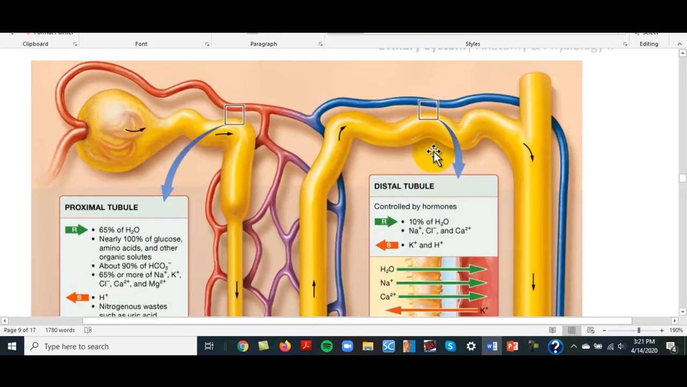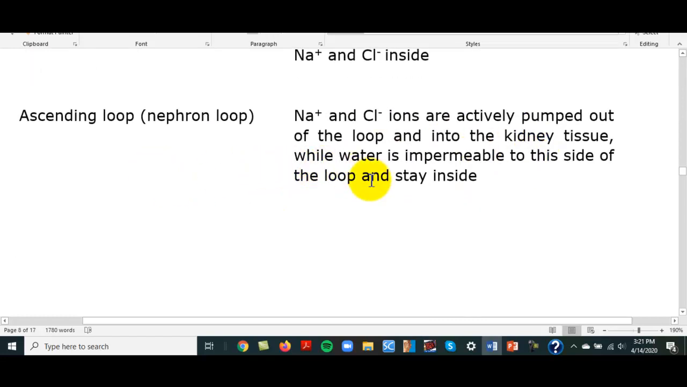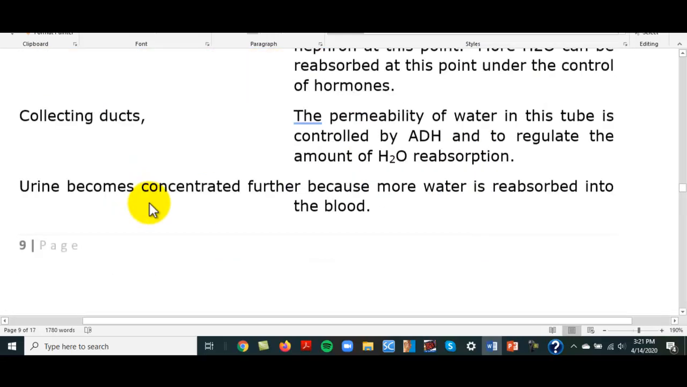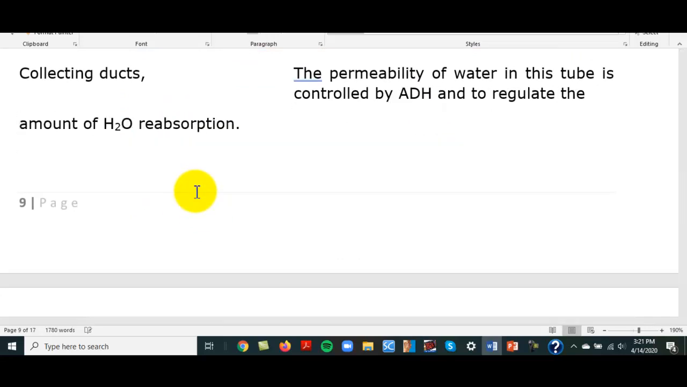Anyway, this area is where hydrogen ions get added. Urine is acidic. It's antimicrobial. It'll kill microbes. So to go back up, so the distal loop, more reabsorption of water into the blood. The ascending loop going up, sodium and chloride ions are actively pumped out. Water is impermeable on that side. And then, like I was saying, we get to the distal convoluted tubule and the collecting ducts.